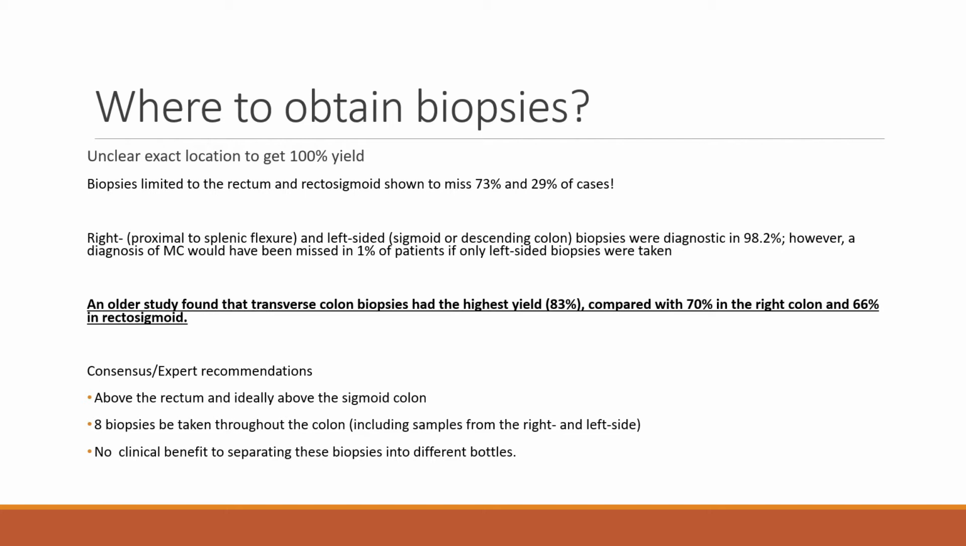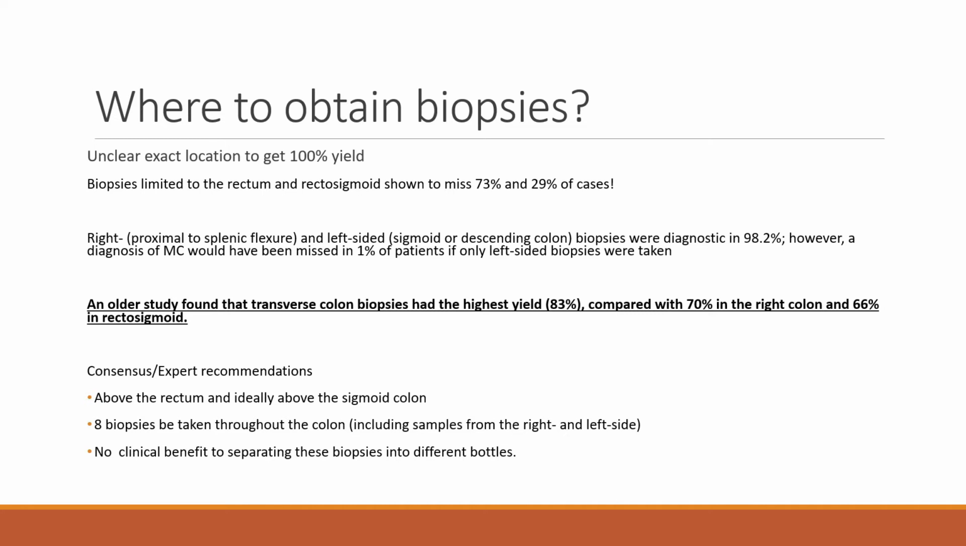A study which was published in the 1990s found that the transverse colon biopsy by itself has the highest yield if you just want to pick one segment of the colon. So based on the above findings, the current expert consensus guideline is that you should definitely, I mean, there's a minimum rule of avoiding rectum-only biopsy. 8 biopsies should be taken, both for the combination of right and left side, and there is no clinical benefit or additional diagnostic yield if you separate them into different bottles.